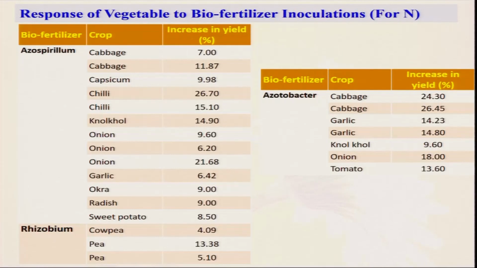Similarly, we have also worked out the response of different types of vegetables to biofertilizer inoculation. If you see, somewhere we are getting 14.9%, in the case of chili we are getting 26%, while in the case of onion we get 21%. Similarly, in the case of rhizobium for pea we are getting 13%, and for Azotobacter the response ranges from 9% to 24%.